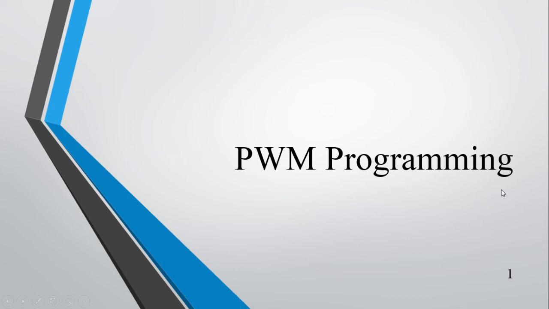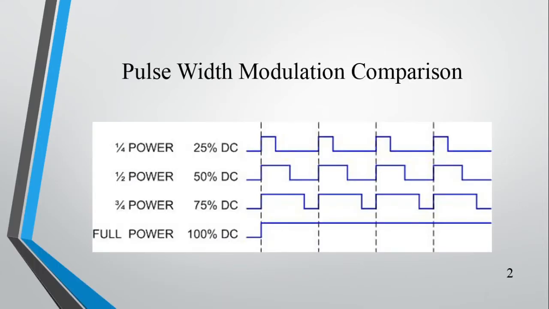In this session, we are going to deal with PWM programming in STM32 F446 microcontroller. So what is the function of a PWM? PWM is generally used for controlling the speed of a motor. PWM stands for pulse width modulation.